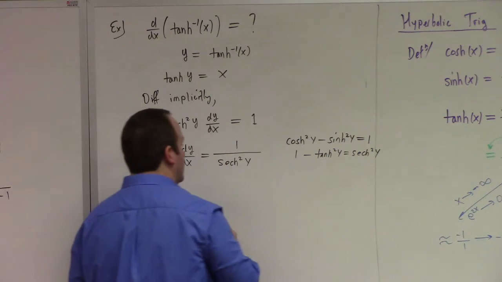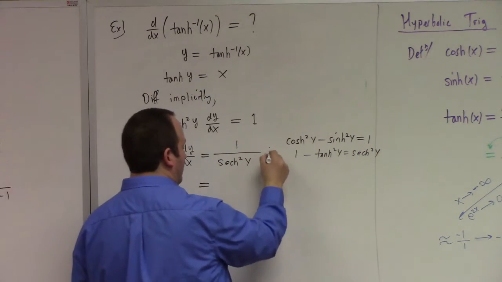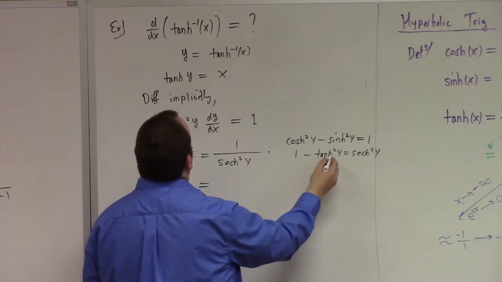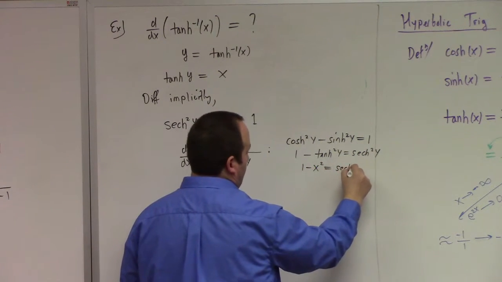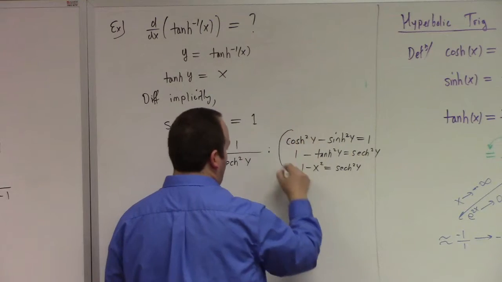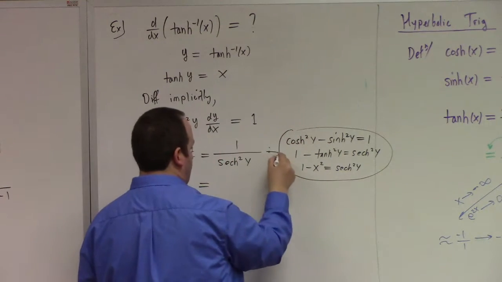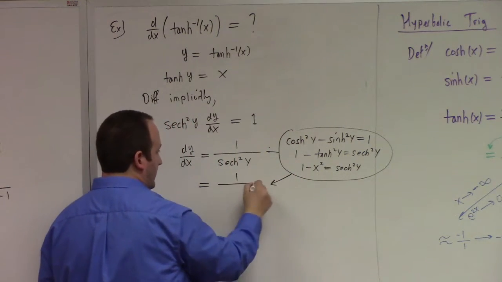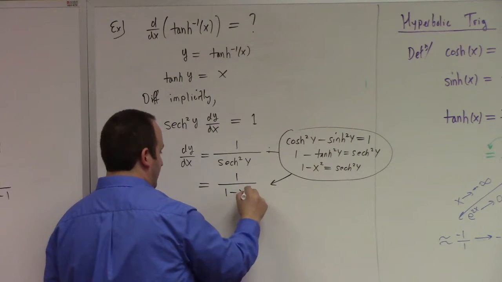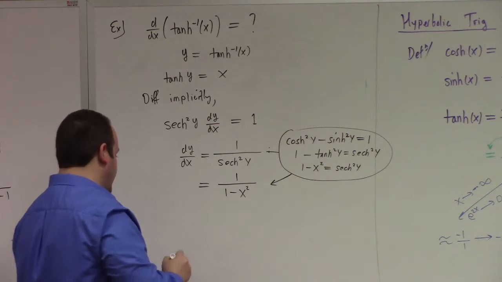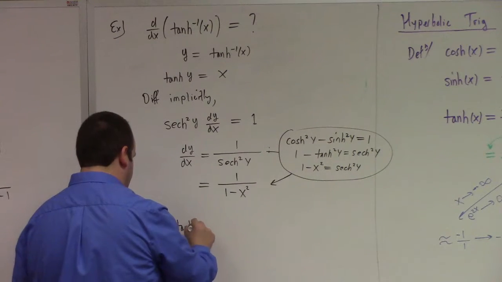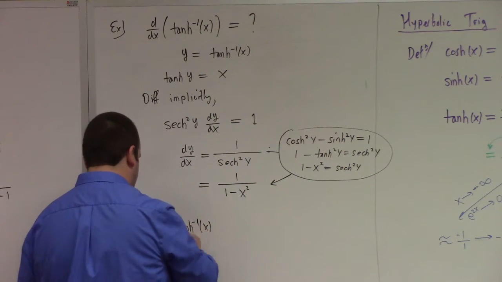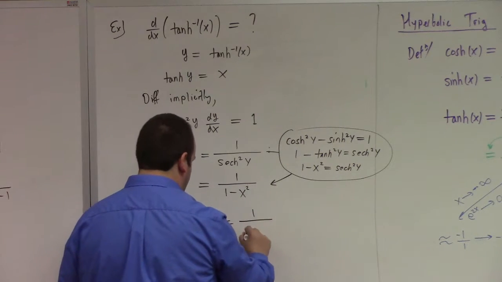All right. But of course, hyperbolic tangent is x, so this is 1 minus x squared is equal to sech squared y. So that tells me that this is really 1 over 1 minus x squared. And there you have it. d dx of the inverse hyperbolic tangent of x is equal to 1 over 1 minus x squared.